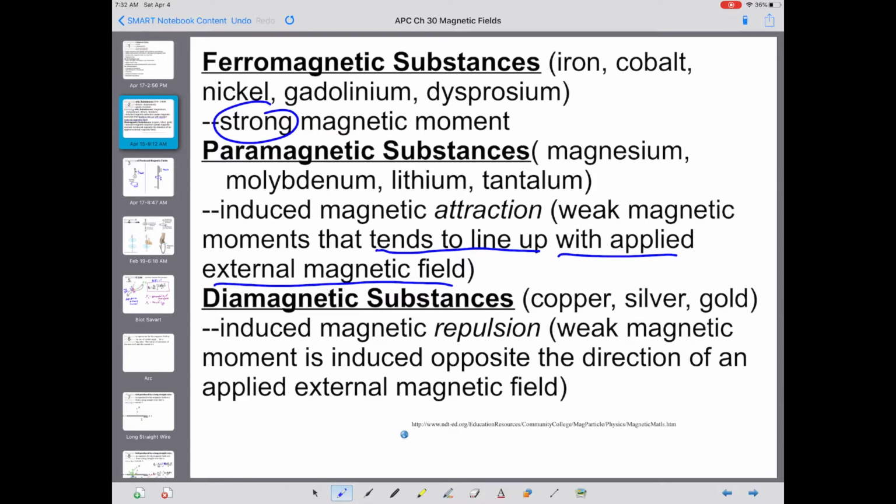Diamagnetic substances, like copper, silver, and gold, you can induce a magnetic reaction, but it's a repulsion. So when you place these substances in a magnetic field, they will actually repel that magnetic field. They will move away, they will set up a magnetic field that is in opposition to the one that set them up in the first place.